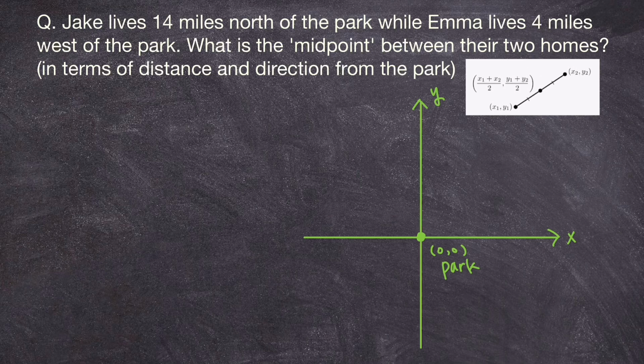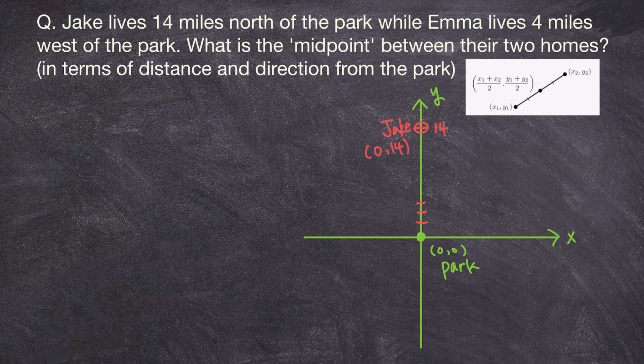So here we have our park. Now, Jake lives 14 miles north of the park. So where's Jake? 1, 2, 3, and 14. There you go. That's where Jake lives. That's Jake's home right there. And Jake's coordinate will be 0, 14, because its x-coordinate is 0, its y-coordinate is 14.